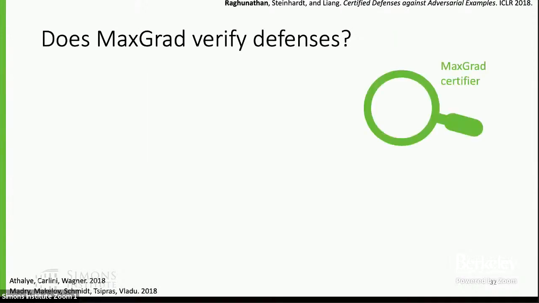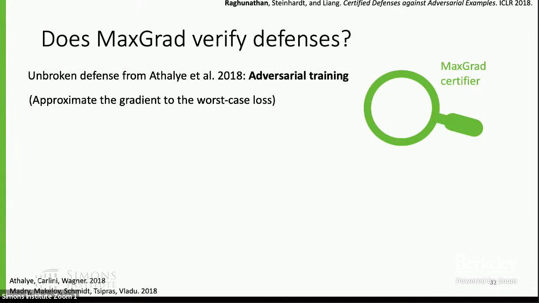And so we can go and try what happens with this upper bound. In the paper that broke 7 defenses out of 8, the one thing that they couldn't break very much was adversarial training, which, like Sam was saying, the idea is that you approximate the gradient to the worst case loss and you keep training, and hopefully you've searched carefully enough such that you've caught everything on the training set, and then it generalizes.